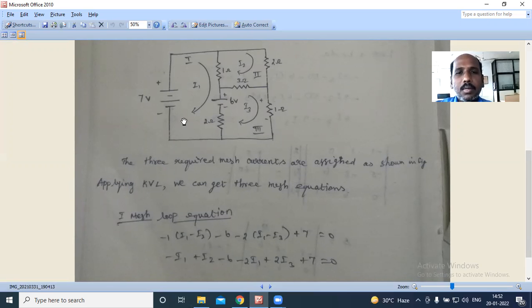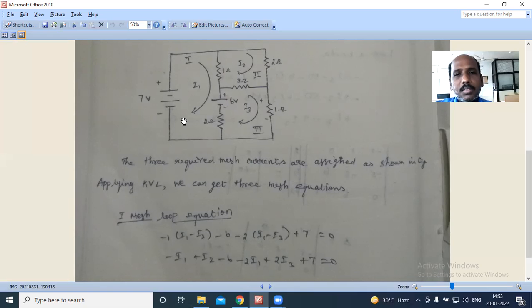That is one idea. Another statement is that the algebraic sum of voltages in a closed circuit is equal to 0. Algebraic means with the sign. For example, give a positive sign for potential rises and a negative sign for drops. Finally, if you add both, it is equal to 0.